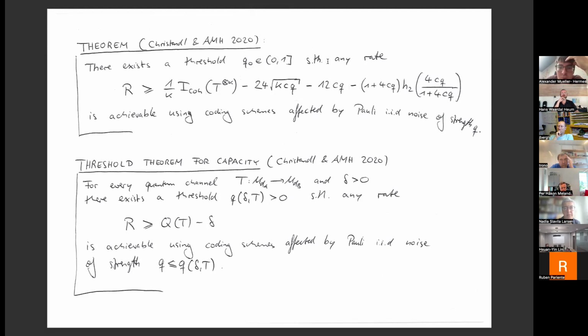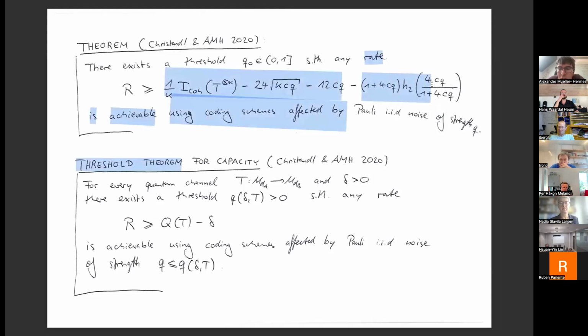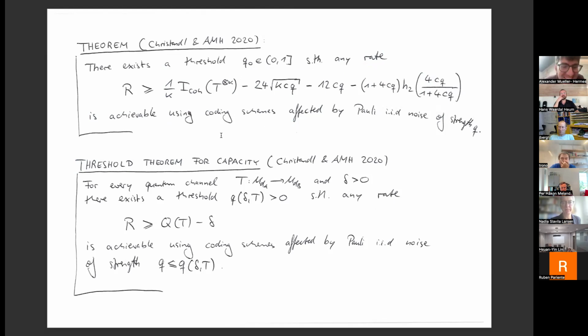No, sorry, there should not be any. Yeah, I think you're right. Not any rate R is achievable, right? So let me say it like this: this rate, this function, is achievable. Okay. Sorry, this is of course nonsense. Thank you. Good point.